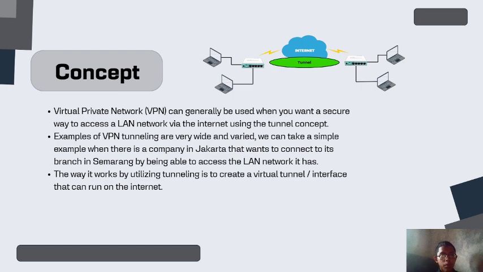A VPN, or virtual private network, can generally be used when you want a secure way to access the LAN network via the internet using the tunnel concept. The examples of VPN tunneling are very wide and varied. We can take a simple example: a company in Jakarta that wants to connect to its branch in Semarang by being able to access the LAN network it has. The way it works is by utilizing tunneling to create a virtual tunnel or interface that can run on the internet.